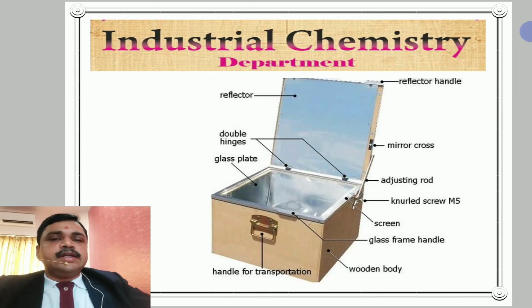Temperatures up to 100 degrees Celsius can be obtained in a solar cooker. This is a very important point. We use this 100 degrees Celsius temperature for cooking our food. It can be used to roast, to bake, to dry and to cook foods.